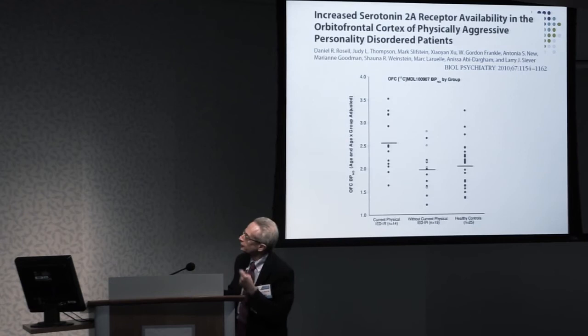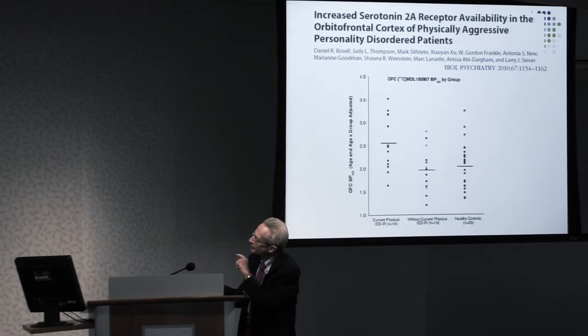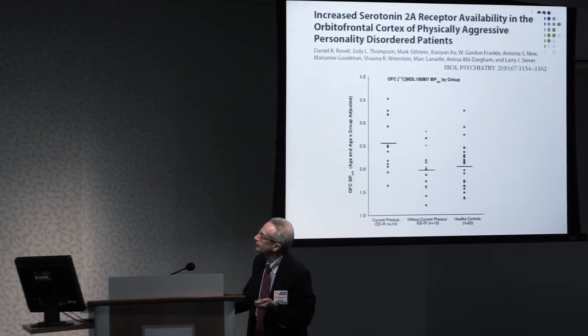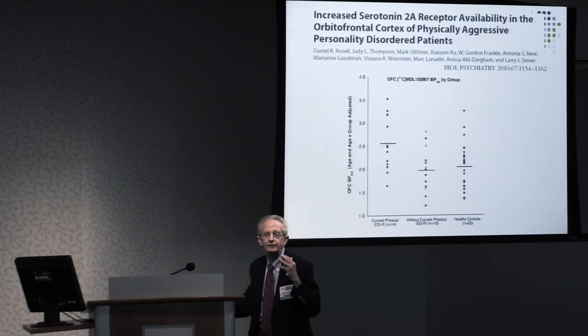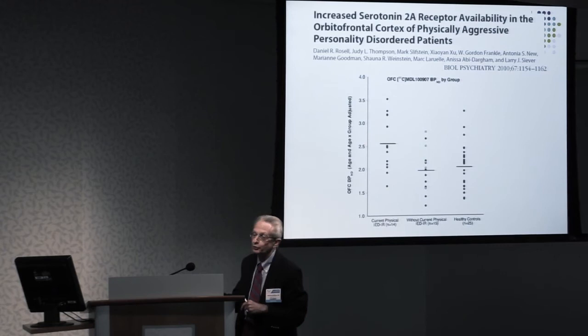This is a study done by Dan Rosell in our group. I'm going to move on. It's a study looking at the density of a serotonin receptor in patients with impulsive aggression and personality disorder, showing that there is a higher density of the 2A subtype of the serotonin receptor in the people who are currently actively impulsively aggressive.